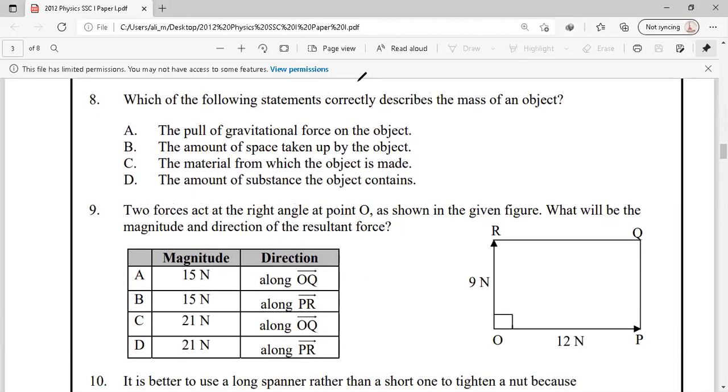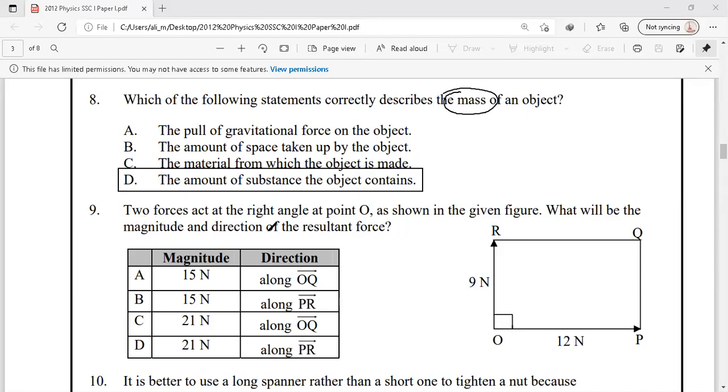Let's come to our next question, that is 8. Which of the following statements correctly describes the mass of an object? We have to identify the definition of mass. Mass is the quantity of particles, quantity of matter, or quantity of substance contained in any object. So, the amount of substance the object contains. This is the correct definition of mass. So, option D would be our right answer.